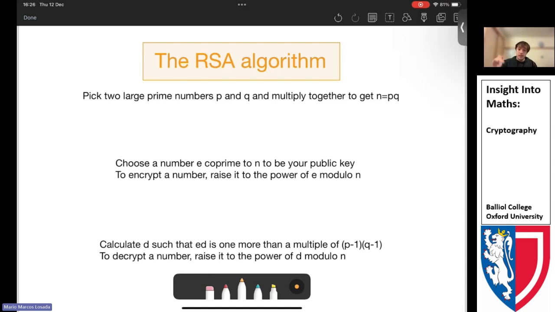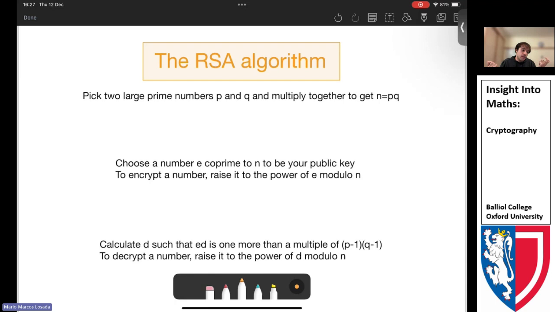So let's go through how this works step by step. The first thing that we need to do is pick some really big prime numbers. And the point of picking big prime numbers is that the problem that is really hard to do is factoring numbers, right? A computer is still really, really bad at factoring really large numbers.